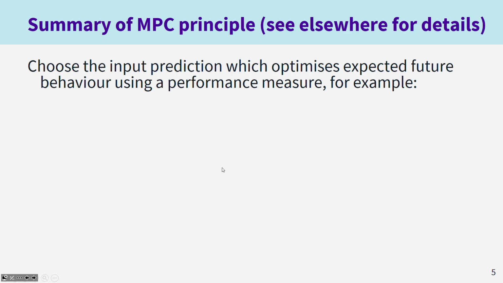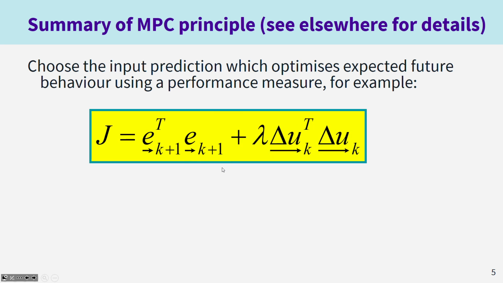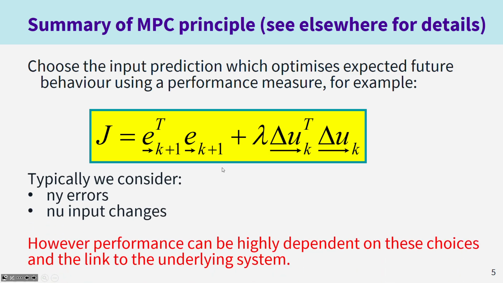A summary then of some of the MPC principles, just to make sure you know what's going on. You choose the input prediction, which optimizes expected future behavior using some performance measure, such as this one here, a sum of predicted tracking errors and predicted control changes. And typically we'll consider NY tracking errors and NU input changes. The key thing to note here, which this resource is to emphasize, is that the closed loop performance can be highly dependent on your choices of NY, NU and lambda, as well as the underlying system dynamics.